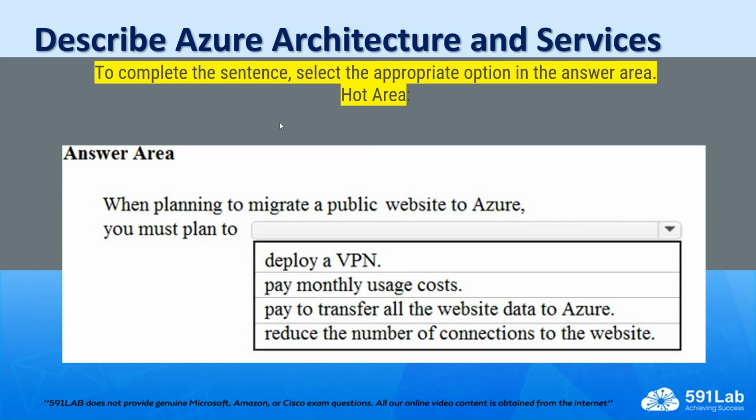So to answer this question, let's start by removing all the incorrect answers. So first of all, deploy a VPN. It is not mandatory that when you're migrating your websites to Azure, you need to deploy a VPN. So what usually happens is that when you're moving your resources, that is the website, from the on-premises or whatever location they are to Azure, you'll use what we call the app services.